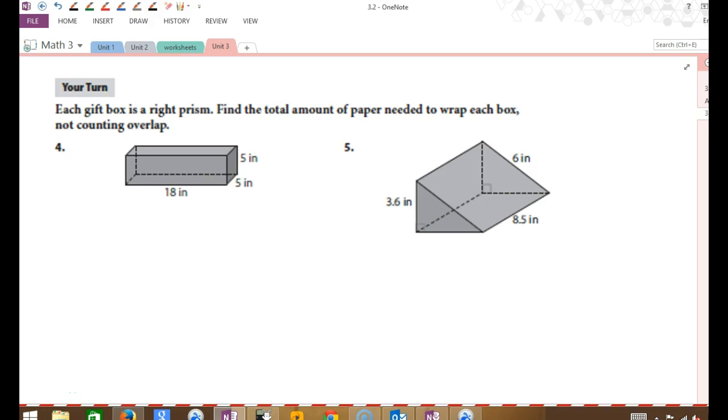8.5. What do you, 8.5? He's looking at. Oh, I was like, what?